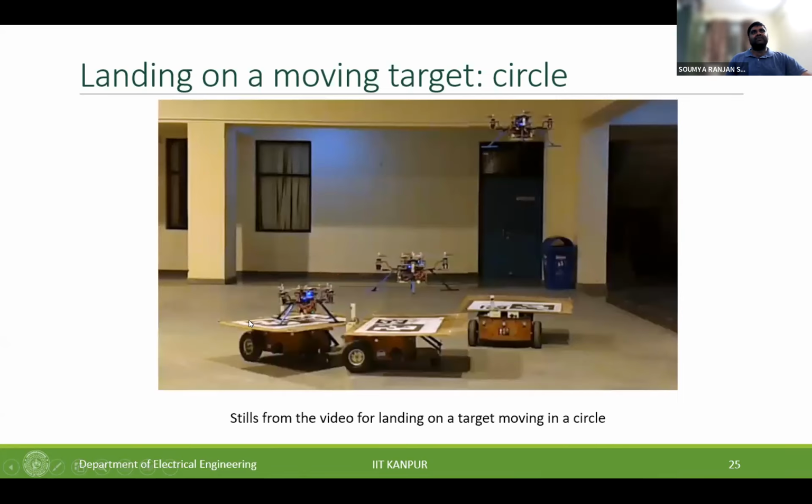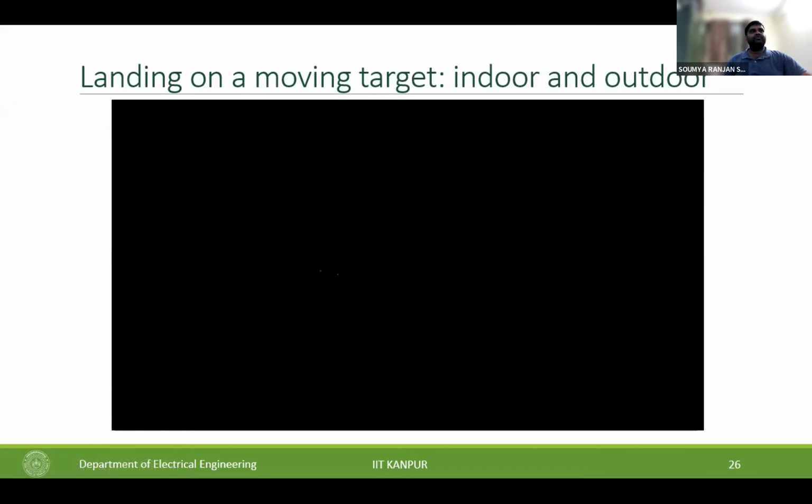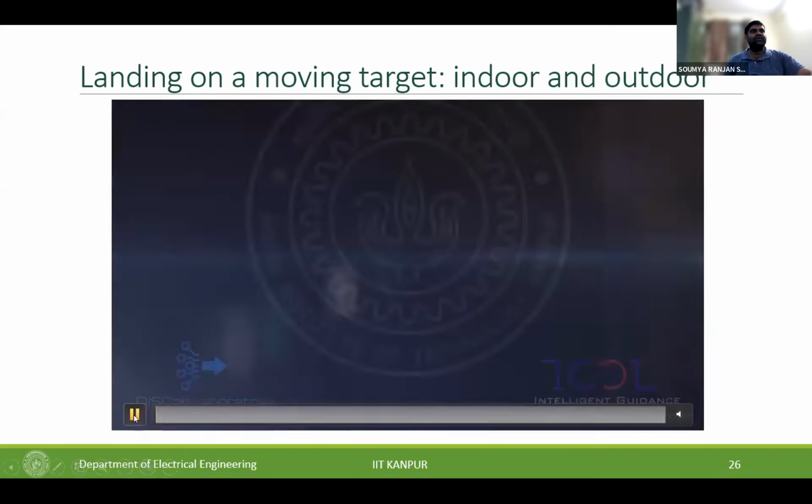This is the video for the circular motion. So here the ground vehicle is in circular motion. The frames are basically from right to left. So the quad rotor starts landing and finally lands at this particular point. So I'll show you a video that shows our experiments which we have done for both indoors and outdoors for landing on this moving platform.